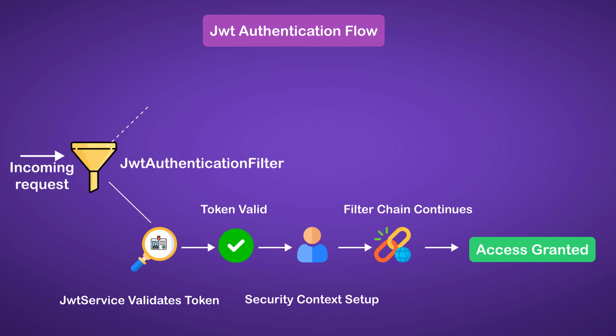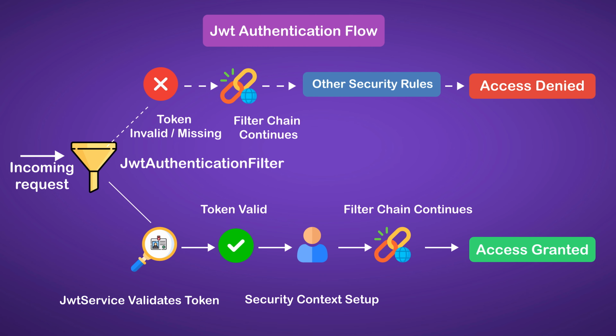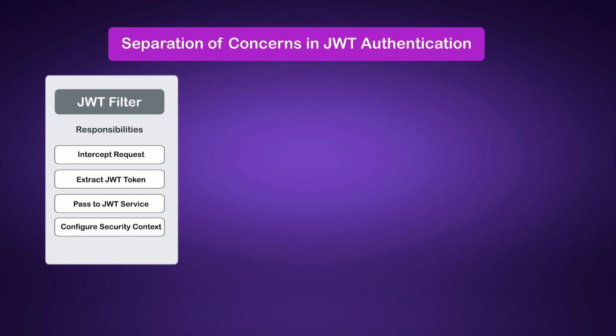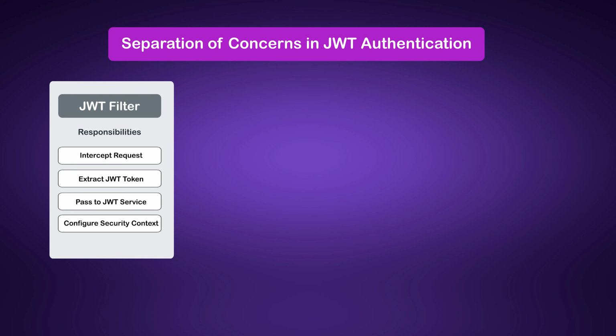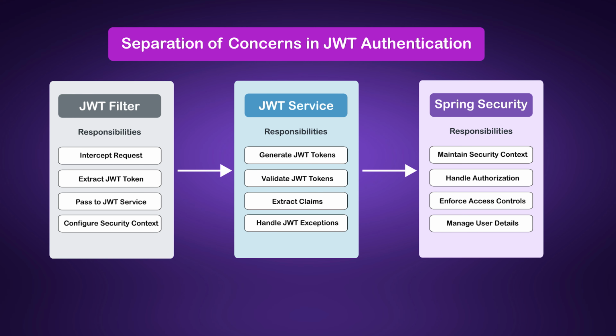If the token is invalid or missing, the filter will let the request continue without authentication, and then other security rules we have set up will block access to protected resources. This approach gives us a clean separation of concerns. The filter intercepts requests and extracts the token. The JWT service handles all token related operations. The standard Spring Security components handle authorization once authentication is established.